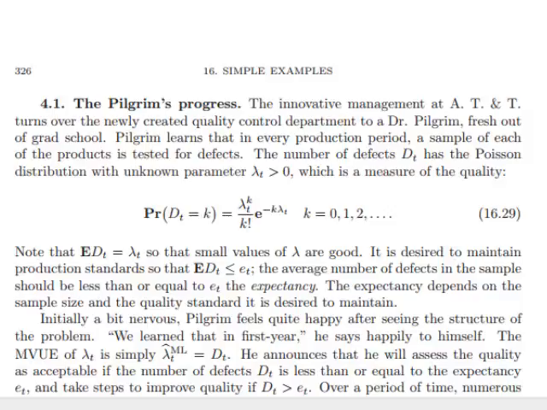The expected value of the number of defects is equal to lambda, but the observed value of the number of defects is not equal to lambda. It's equal on the average. If you sample many times, the average will converge to lambda by the law of large numbers. But on any one batch, the random fluctuation will be different from the true value.